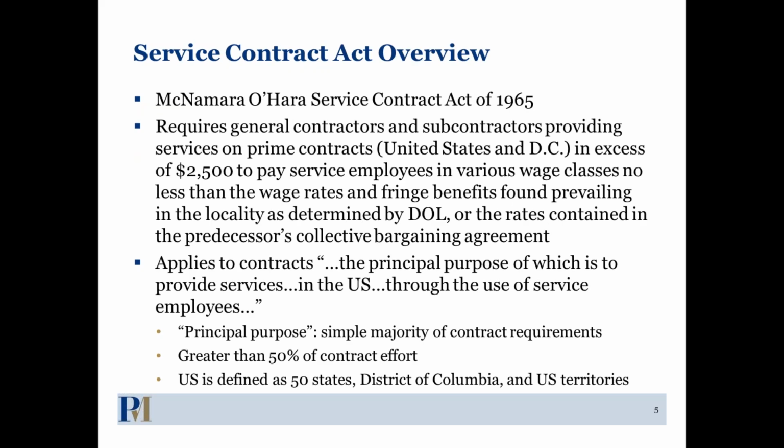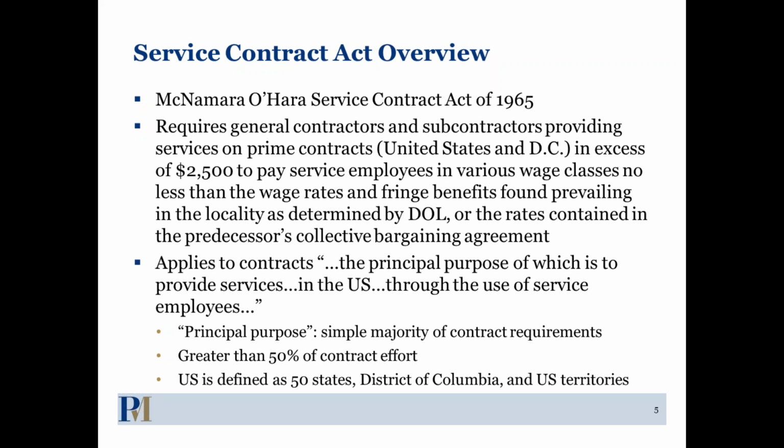Okay, so Nichole mentioned we're going to go over some of the prevailing wage laws out there, and there are two of them, right? There's the Service Contract Act, which deals with service employees, and then there's the Davis-Bacon Act, which deals with construction. Let's start with the Service Contract Act, a brief overview. It was passed in 1965, and it requires that certain contractors pay prevailing wages and fringe benefits to all their service employees. And it only applies to certain contracts.